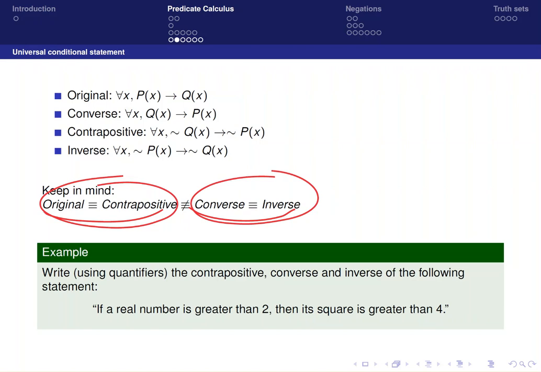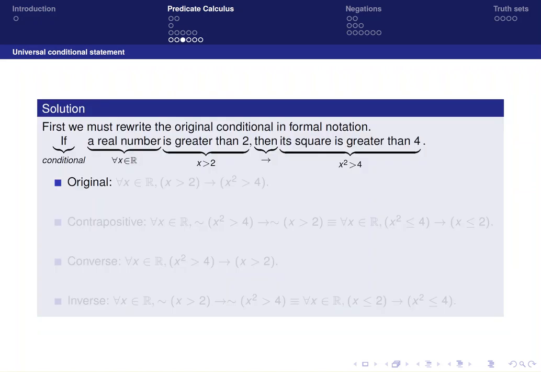Now keep in mind, in order to get all of these statements, you may have to rewrite the original statement that's written over here. And again, if you read it carefully, it says if a real number is greater than 2. So they're talking about a random real number, which means they're describing a universal type of situation. So beginning with that, we can rewrite the universal conditional as follows. For all x in the real numbers, if x is greater than 2, then x squared is greater than 4.